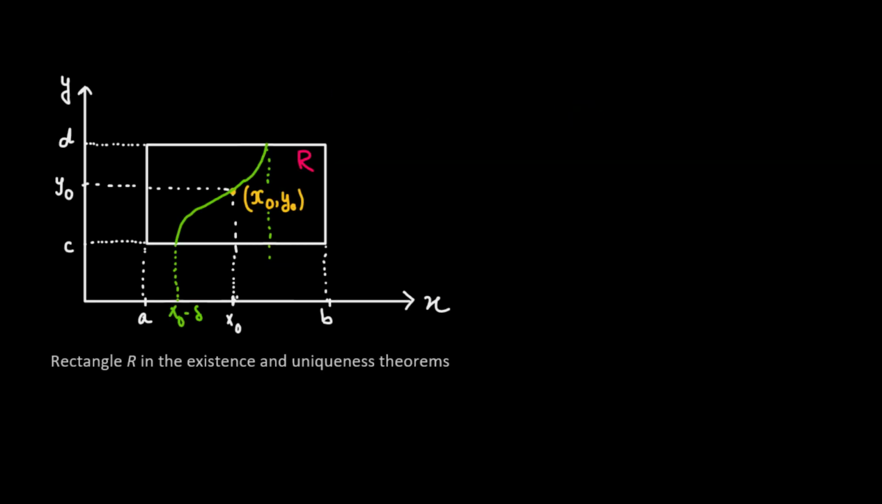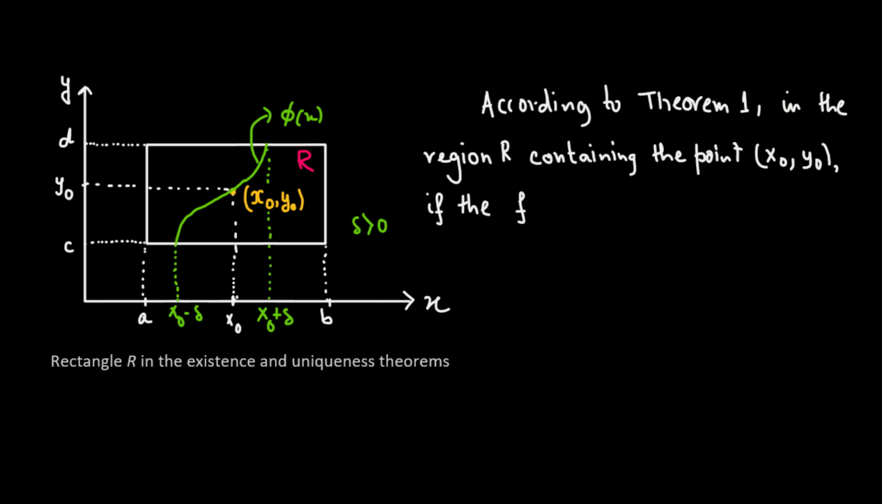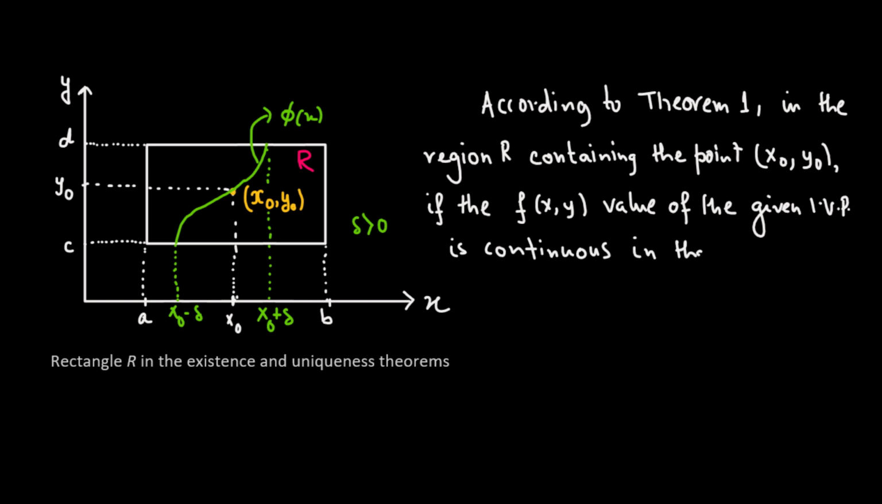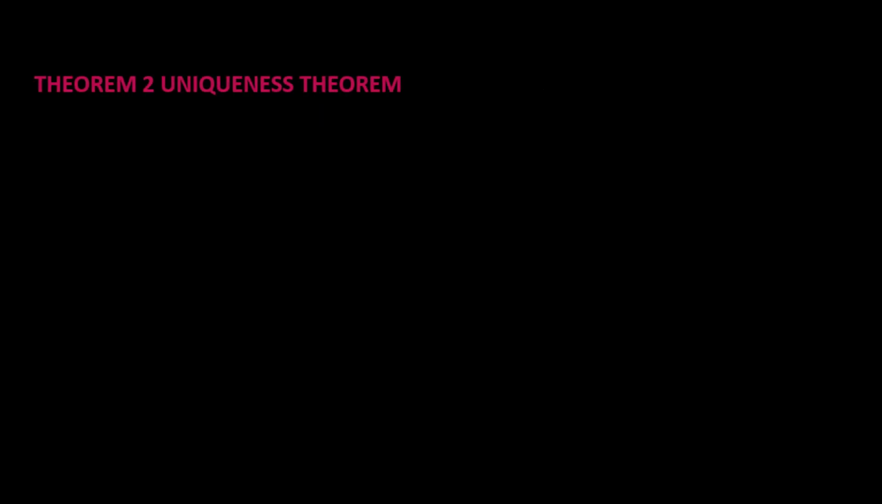According to theorem 1, in the region R containing the point (x naught, y naught), if the function f(x, y) of the given initial value problem is continuous in that region about the point (x naught, y naught), then the initial value problem has at least one solution. Theorem number 2. Uniqueness theorem.